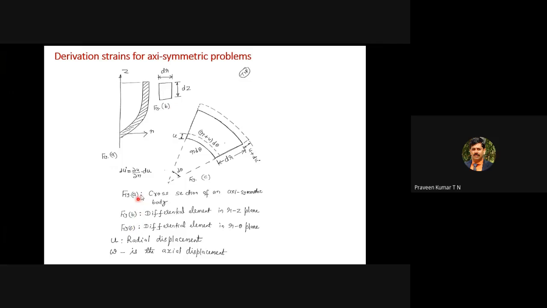Now we can see figure A, the cross section of an axisymmetric body. Imagine we have a conical axisymmetric body and we have taken the cross section. Figure B is the differential element in the RZ plane. This is the R direction and this is the Z direction. You are considering a small differential element in the RZ plane having dimension dr and dz.